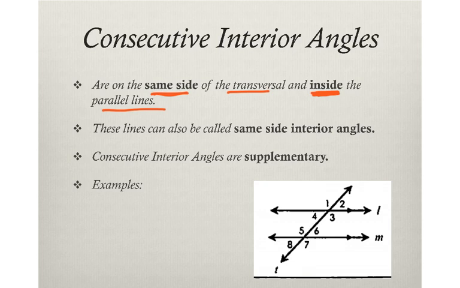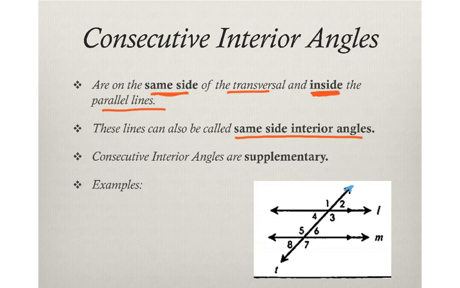Now, when you get to geometry, you're going to hear these not called consecutive interior angles, but called same side interior angles. And you'll probably hear me say same side interior angles by mistake because of when I taught geometry. But just so you know, consecutive interior angles are on the same side of your transversal inside the parallel lines. So you can visually see same side of the transversal.